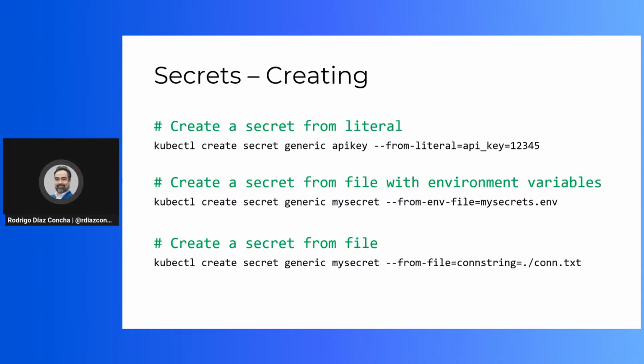So the second option here is reading the mysecrets.env file by using the from-env-file flag. And the last one is reading a file that has, say, a connection string or something, right? That's just an arbitrary text file that has this content, right?